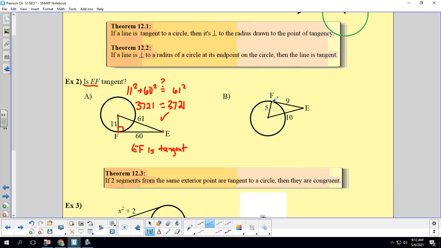All right, we're going to test, is this EF tangent? So if this was 90 degrees, we'd have 5 squared plus 9 squared equals 10 squared. I do not need my calculator for this. I'm going to put a question mark because we are asking, is it equal? So this is 25 plus 81. Is that equal to 100? 25 plus 81 is 106. That is not equal to 100, so EF is not tangent.